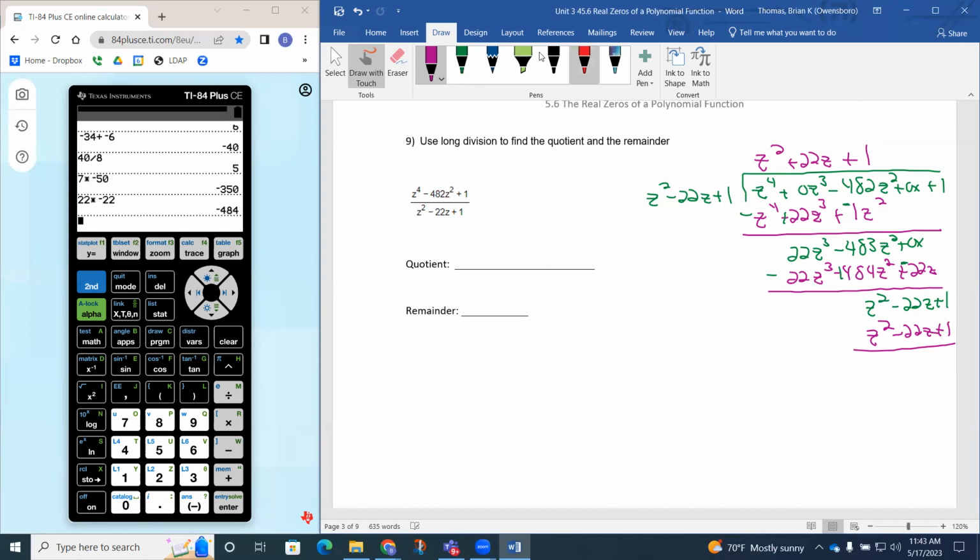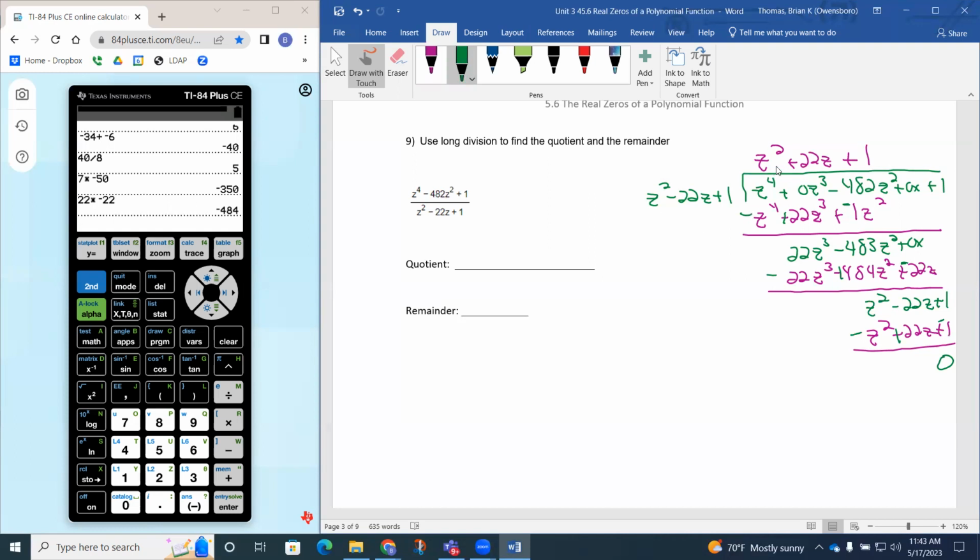So remember, our technique there is to change the signs. So this turns into a negative, this turns into a positive, and this turns into a negative. And then I just want to add them together. Notice that these are all opposites. So this is a positive z squared, and that's a negative z squared, that's 0. Negative 22z and a positive 22z, that's a 0. And a 1 and a negative 1, those are opposites. So that gives me all 0. So that just means the remainder is 0.